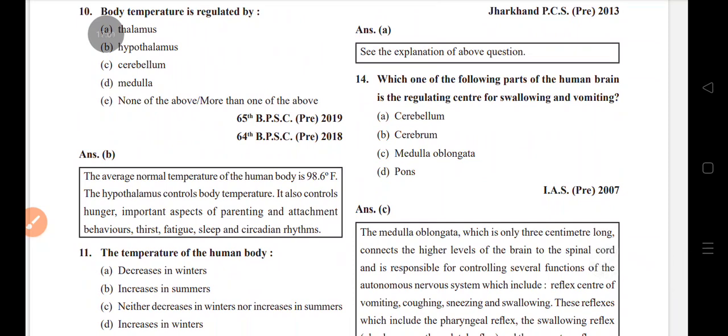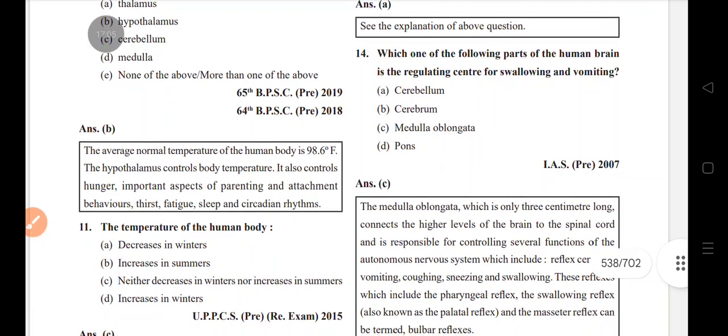Which part of the human brain is the regulating center of swallowing and vomiting? Medulla oblongata.